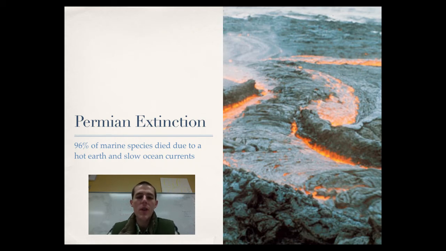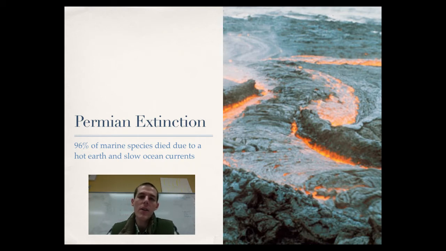The thought is that it was due to a hot Earth and slow ocean currents. Now, what I mean by that is, the thought is that during this time in history, the area that is now Siberia was very volcanically active, which had a couple consequences. First of all, it's possible that a large chunk of Asia and Europe was covered under several hundred feet of lava. Obviously, it's hard to have life on top of a lava flow.